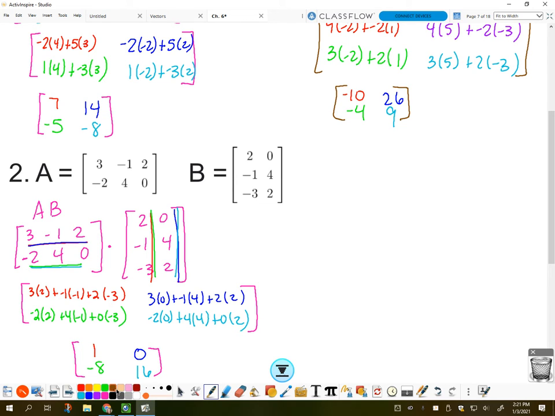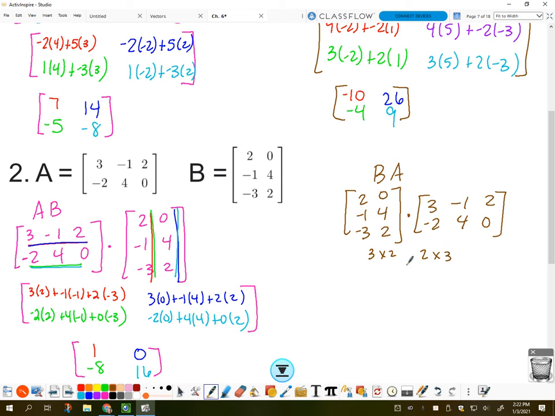Alright, so going the other way, we're going to do B times A, and I'm going to smooth up here. So B is 2, 0, negative 1, 4, negative 3, 2. And A is 3, negative 1, 2, negative 2, 4, 0. Okay, so we have a 3 by 2 and this is a 2 by 3. So again, these inside guys match. The columns of this match the rows of this. So we're going to end up with a 3 by 3 this time.